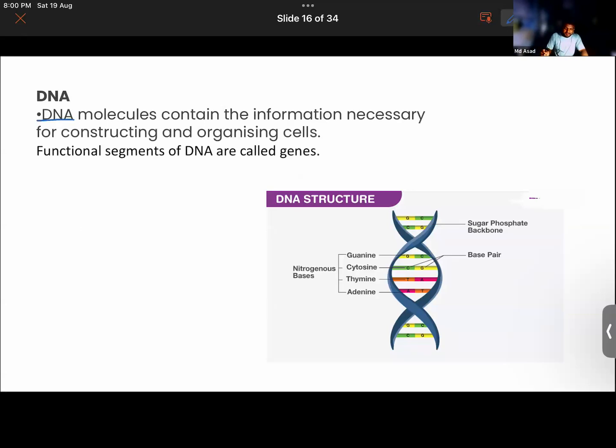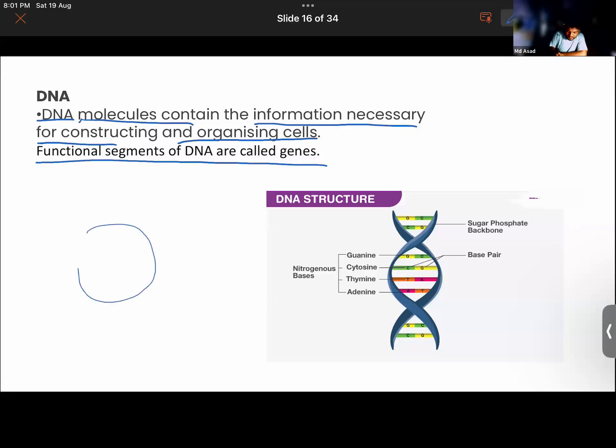What is DNA here? DNA is basically a double helix-like structure, as you can see here. DNA molecules contain the information necessary for construction and organization of cells, and functional segments of DNA are called genes. Now we are talking about genes, DNA and chromosomes, and where their positions are in the cell. It might look a little bit confusing. Now, let me simplify it further for you.